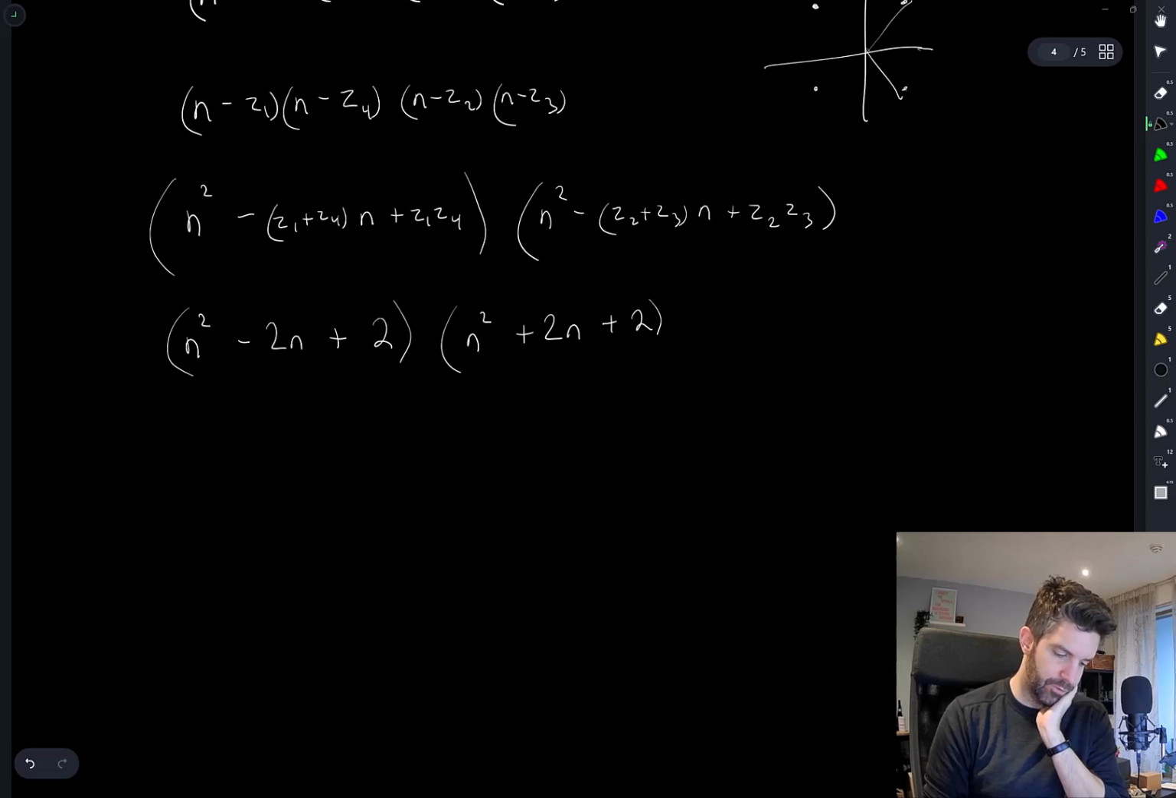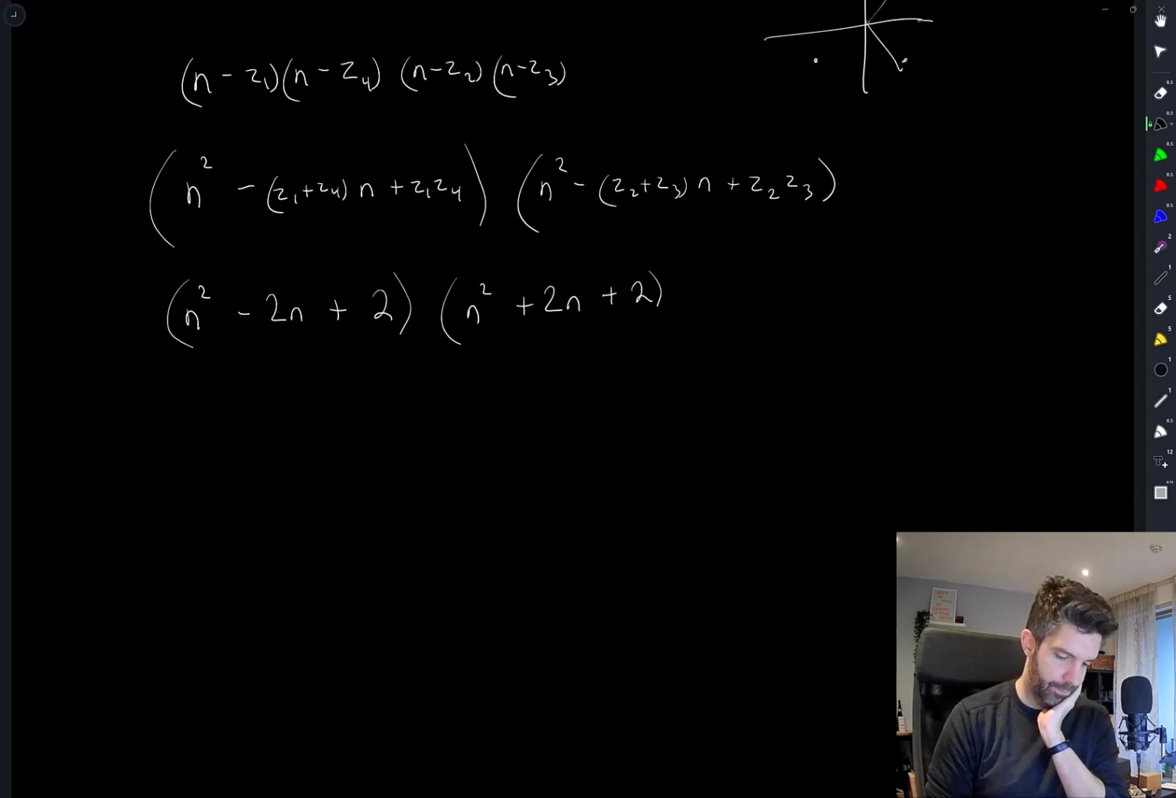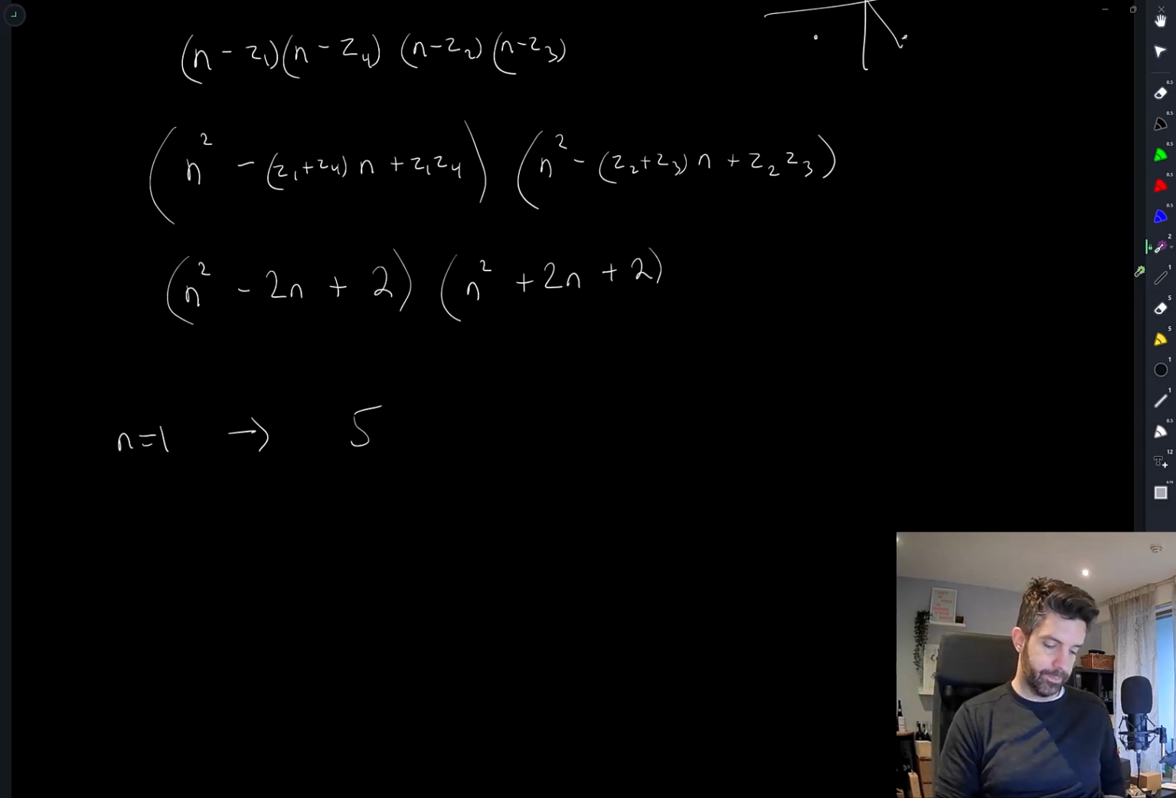Okay, so does this expand to n to the 4 plus 4? I get an n to the 4, I get a 4. Those cancel. Those cancel. Okay. Well, if n equals 1, we get 5. We knew that. Okay, so the answer is only when n is equal to 1. Otherwise, there's the factorization.